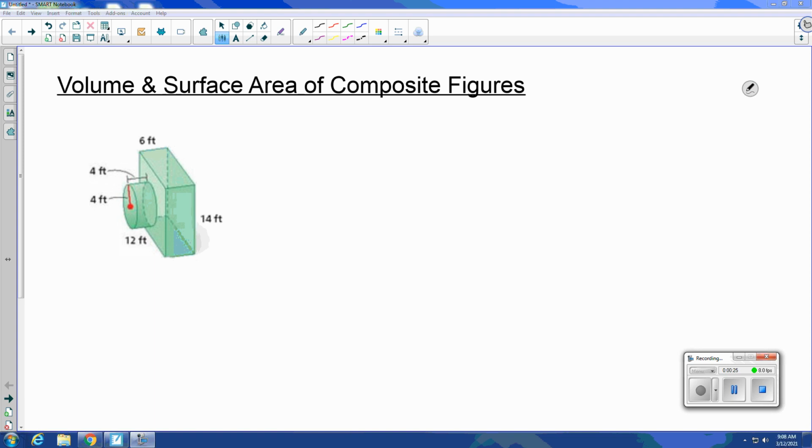So for this first one, let's start with total volume. I'm going to use the subscript CF to denote composite figure. This composite figure is a sum of the cylinder and the prism. So let's break down each one and then we'll just add them together.